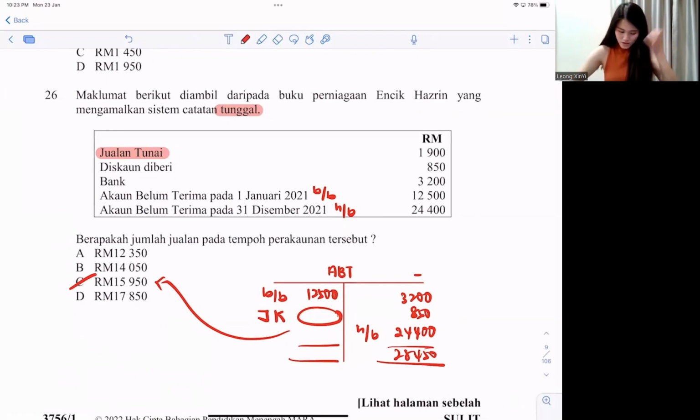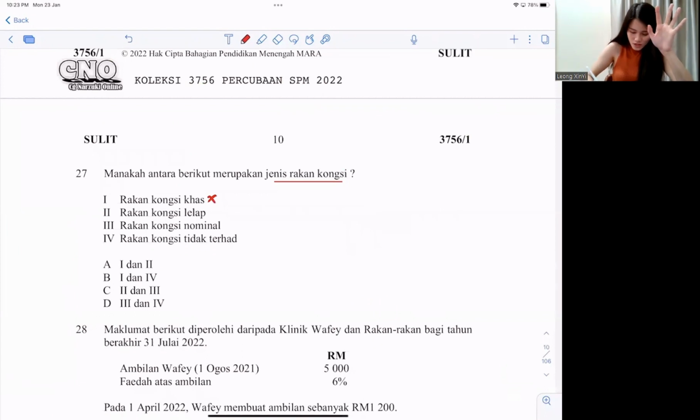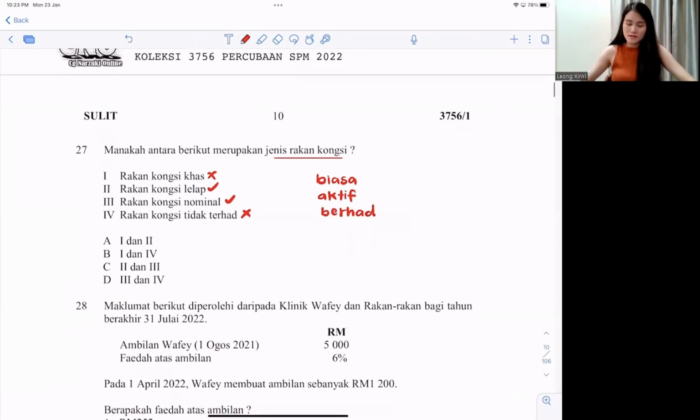Okay, so we are done with question 26, yeah? Let's move on to question 27. Manakah antara berikut merupakan jenis rakan kongsi? Now we have a few. Rakan kongsi has is wrong. Nominal is correct. Lelap, yes. Tidak terhad is wrong. Okay, so we actually have rakan kongsi biasa, active, lelap, nominal, these two, and one more is rakan kongsi berhad. Okay, so these are the few.